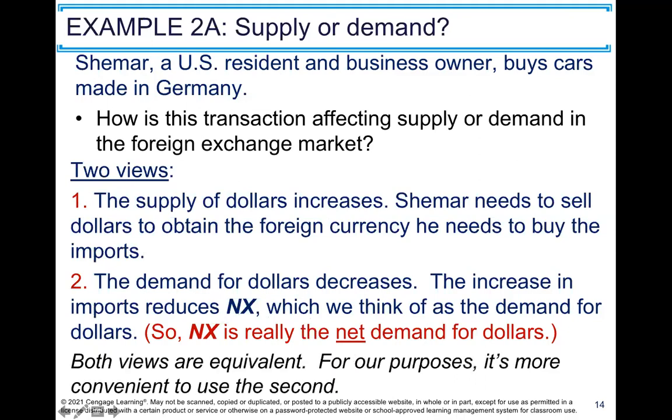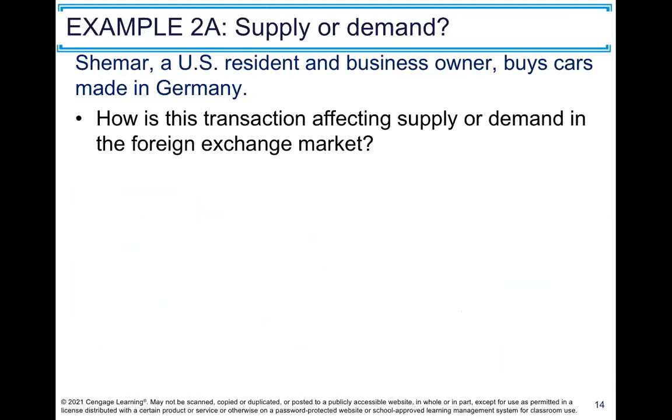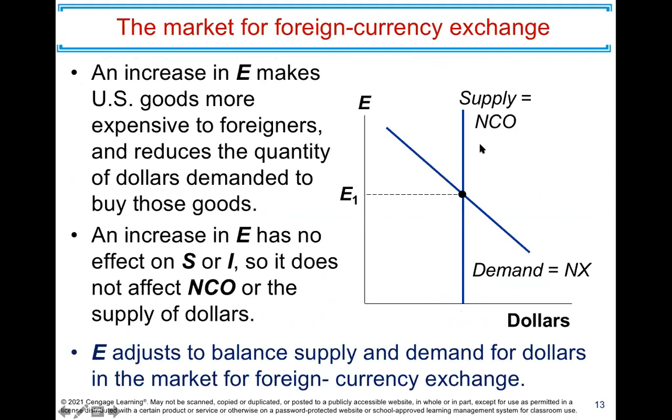So notice that both of these views are equivalent, right? We're going to say that either NCO increases, that was scenario number one, and that would bring our exchange rate down. So that's one way of thinking of it. The other way of thinking of it is that the demand curve, D or NX, shifted left, and that gave us the same result, a decrease in E.